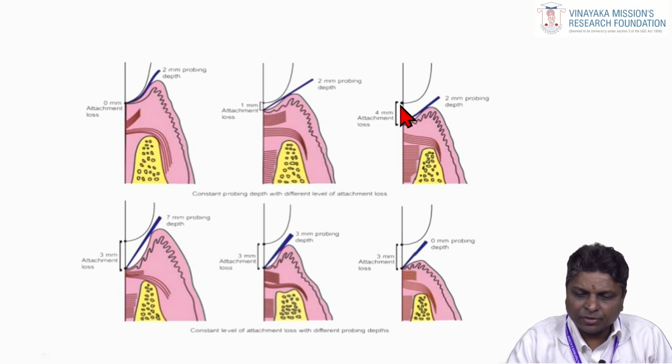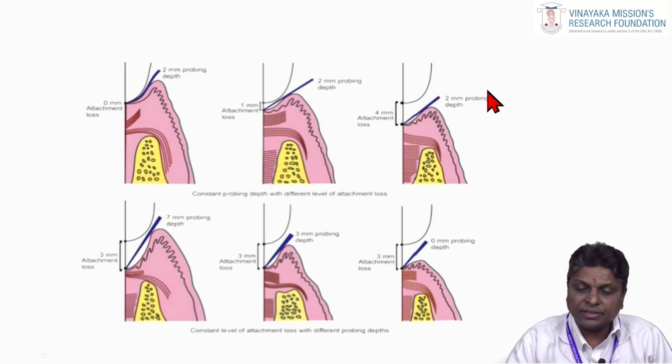This is from the cemento-enamel junction. Here you can see the junctional epithelium, as you all may know. Instead of staying here, it comes out here. So there will be 4 mm of attachment loss, but the probing depth will be 2 mm.